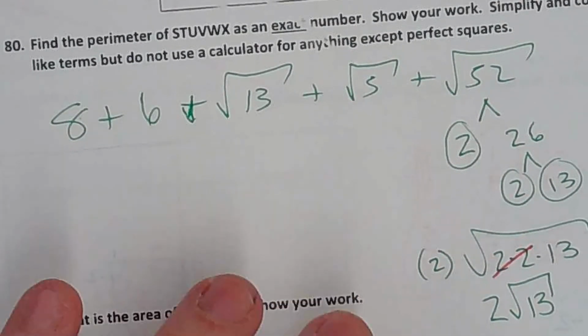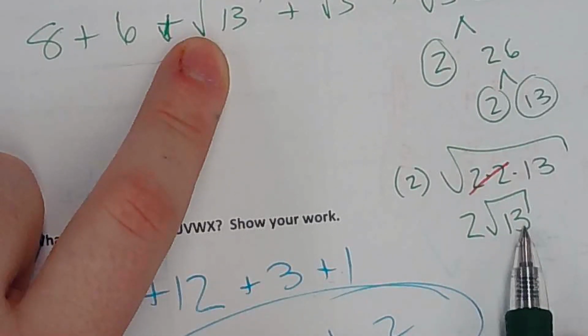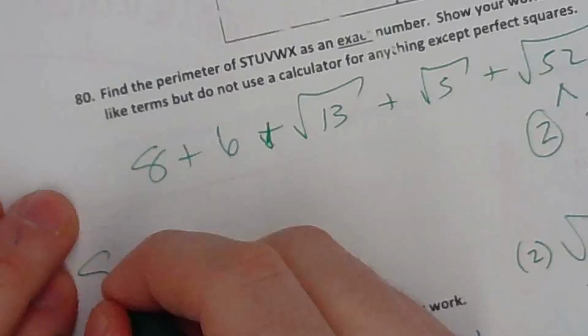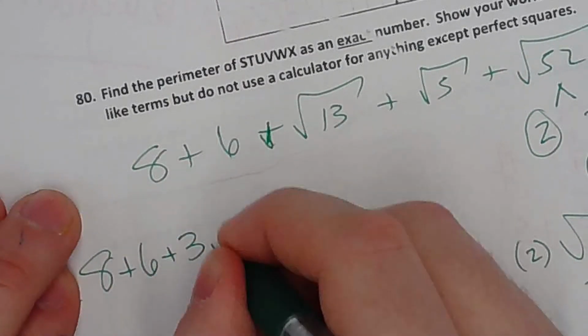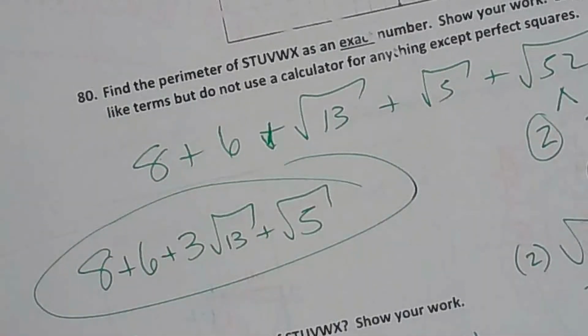So check it out. I've already got a root 13 up here. If root 52 is just 2 root 13s, how many root 13s do I have in total? 3. So let's rewrite that. 8 plus 6 plus 3 root 13 plus root 5. Both of those will be acceptable.